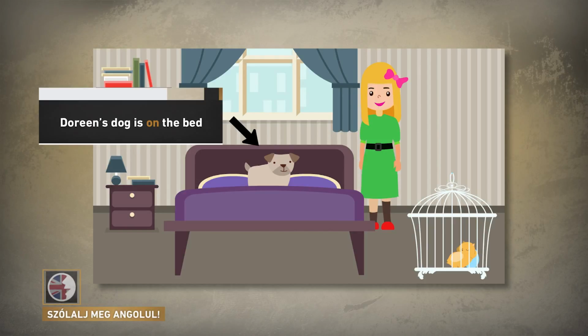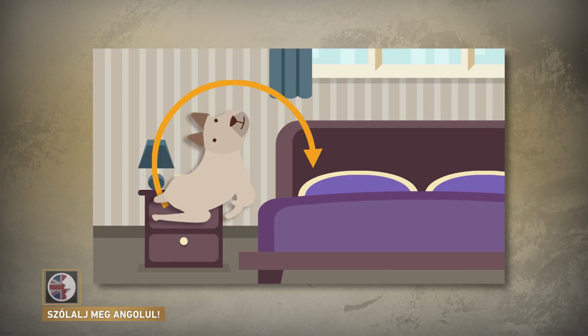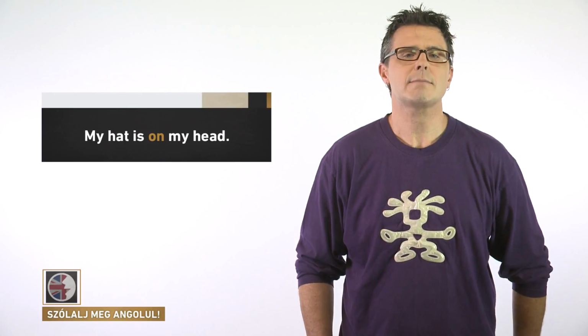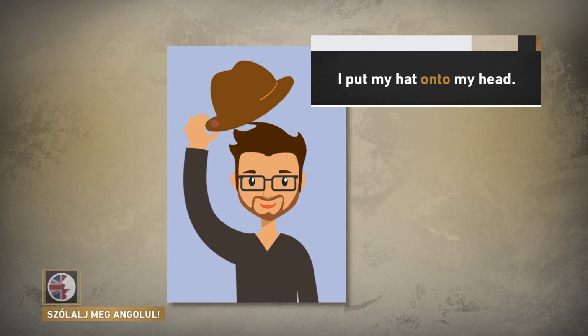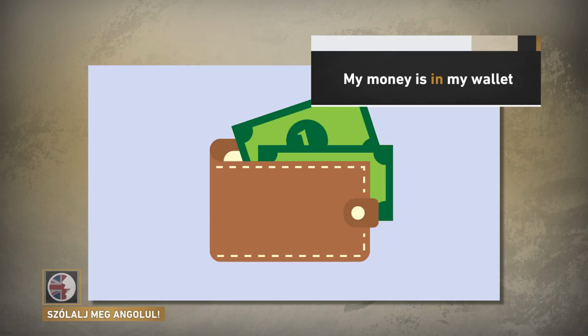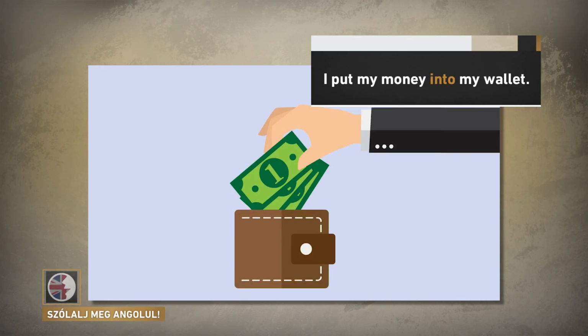Look at these two pictures. First we have on. Doreen's dog is on the bed, and this is onto. So, you see, they're connected, but one is a preposition of place and the other is a preposition of movement. My hat is on my head. How did my hat get there? I put my hat onto my head. My money is in my wallet. How did my money get there? I put my money into my wallet.